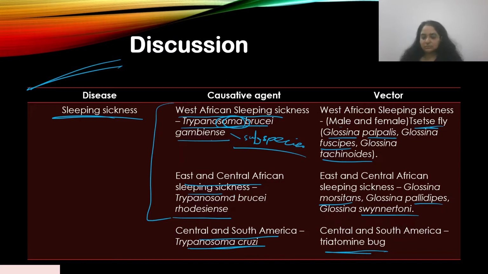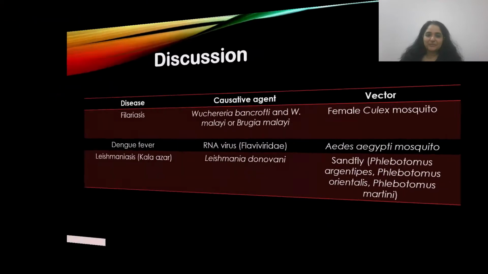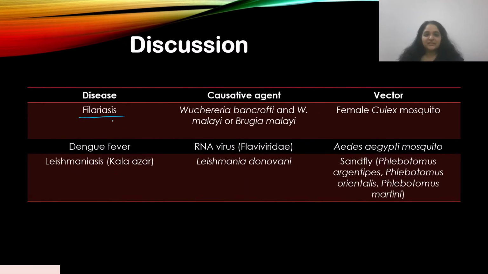Yeah, so for your understanding, please note this down. Okay, and if they ever ask you in your exam, you know the answer then. Okay, let's move on. So filariasis, yes, it's Wuchereria bancrofti, female Culex mosquito.